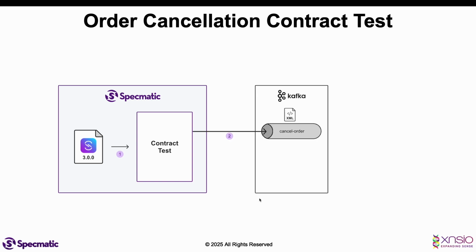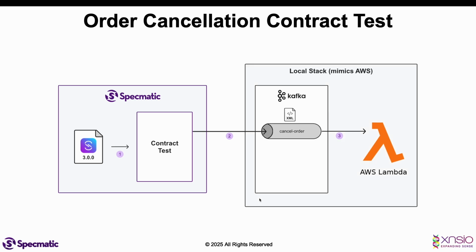In this case, Specmatic will generate XML messages and send them to the cancel order topic. These XML messages will be received by a Lambda function. One key thing to note here is that both the Lambda function and the Kafka topic are not hosted on AWS, but on LocalStack. LocalStack allows us to seamlessly mimic an AWS environment. Using LocalStack, we can test our Lambda functions locally without using any shared infrastructure and thus get very quick feedback.